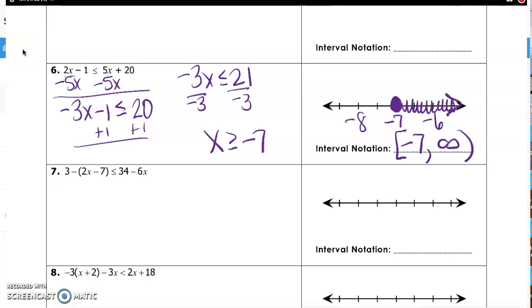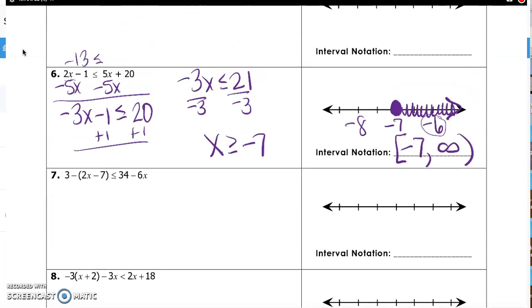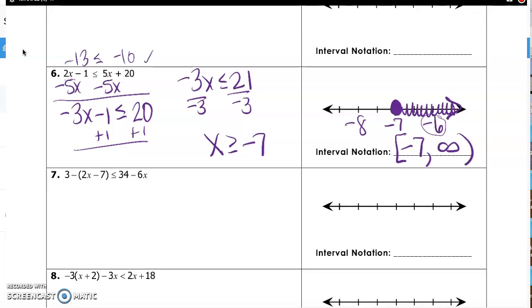I haven't talked about checking your answer, but remember to check. You want to plug in a number that you shade, not your circled number. So we don't want to plug in negative 7. I want to plug in negative 6. If I do negative 6 times 2, that's negative 12, minus 1 is negative 13. We want to know, is that less than or equal to, if I plug in negative 6 over here, 5 times negative 6 is negative 30, plus 20 is negative 10. So negative 13 is less than or equal to negative 10, so we know we did it correctly.